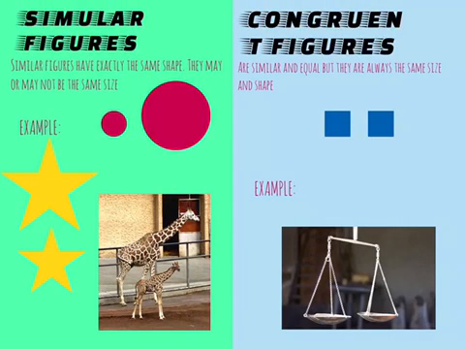Similar figures. Similar figures have exactly the same shape. They may or may not be the same size. Congruent figures have the same shape and the same size.